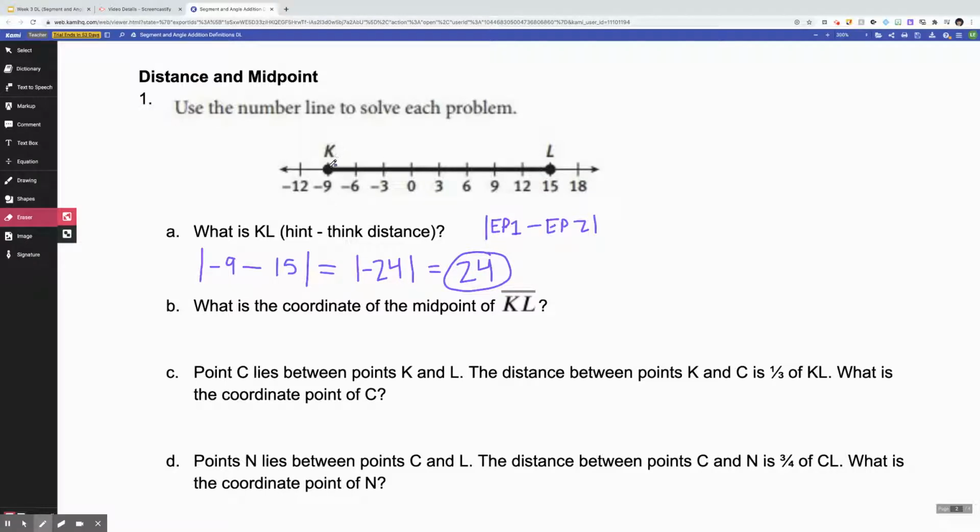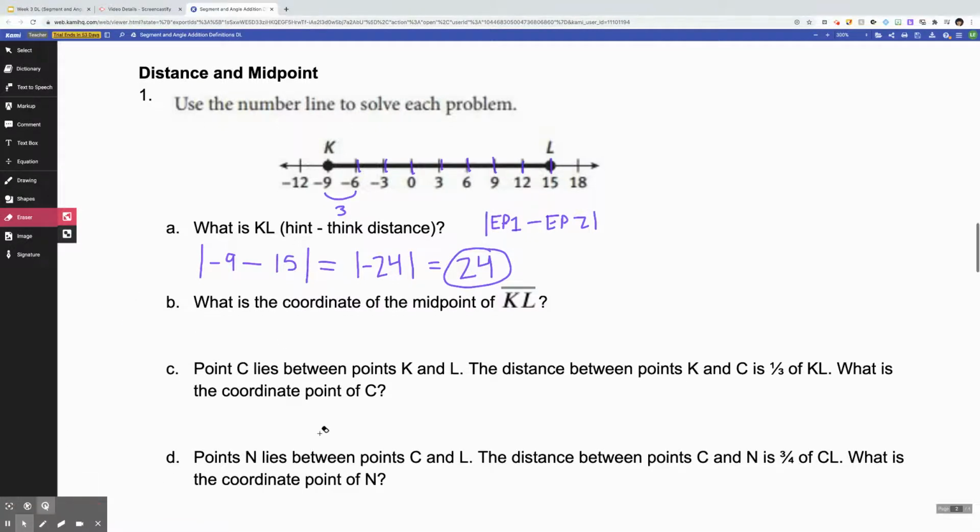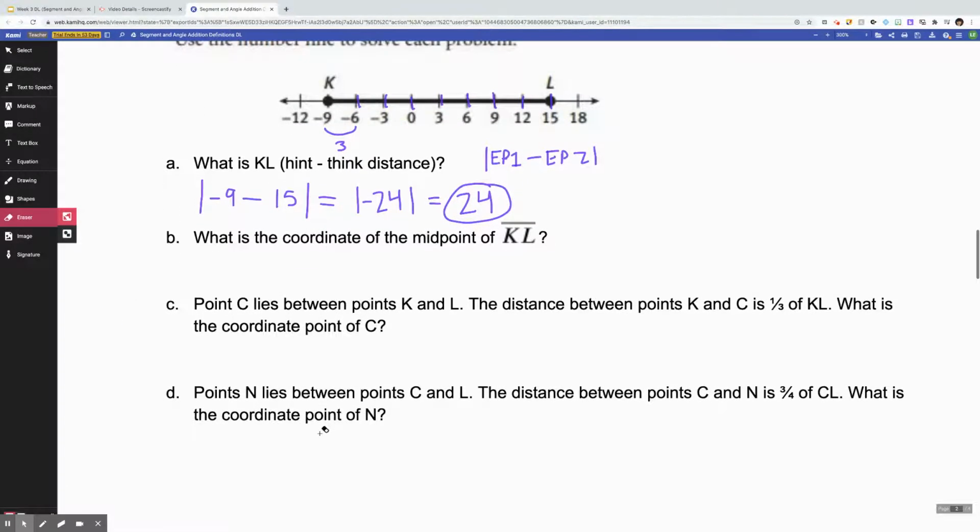Okay, now if you look up at the number line, it doesn't look like 24, right? Because there's only 1, 2, 3, 4, 5, 6, 7, 8 tick marks. Right, so it definitely doesn't look like 24, but if you notice, the distance between each tick mark is 3 units. Okay, so we want to keep that in mind because we need that a little later.